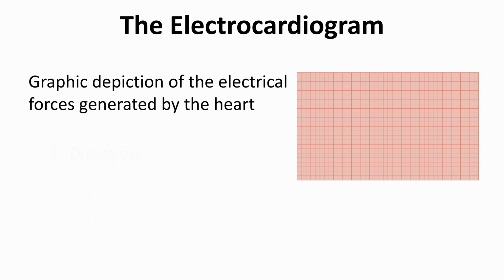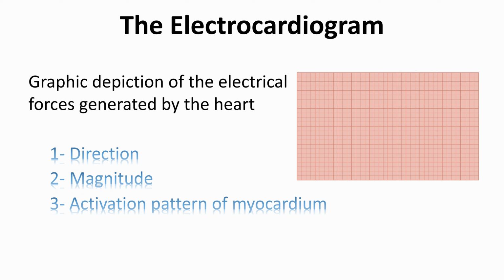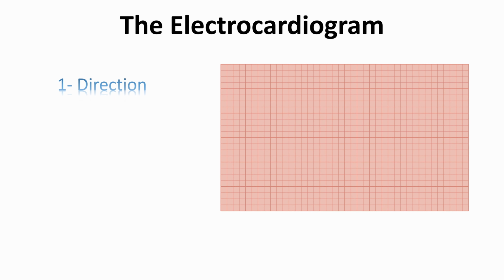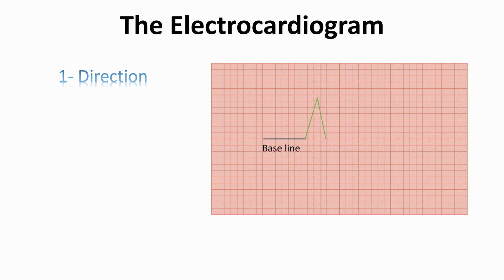Before going on to the genesis of individual deflections and their terminology, it would be worthwhile mentioning certain important facts about the direction and magnitude of ECG waves and the activation pattern of the myocardium. Let's start with the direction of the ECG waves. By convention, a deflection above the baseline or isoelectric neutral line is called a positive deflection, while one below the isoelectric line is a negative deflection.